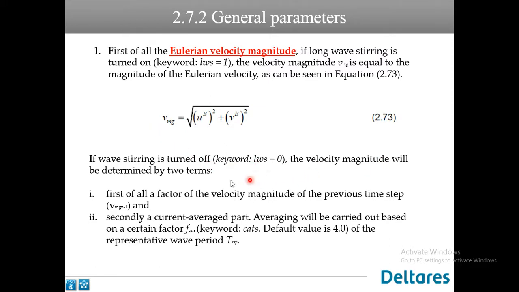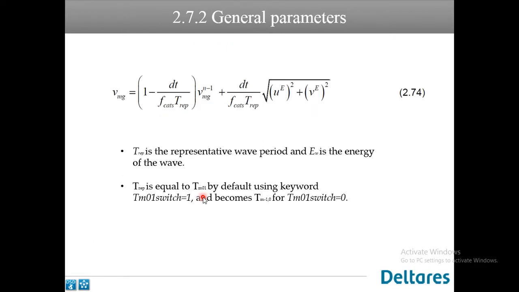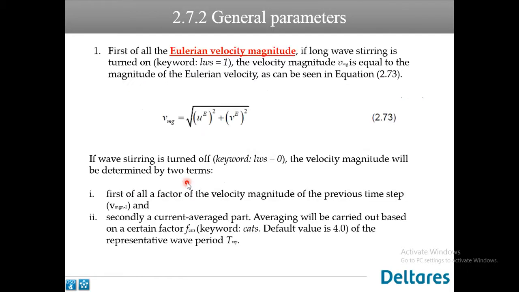If it is turned off, the velocity magnitude will be determined by two terms. First, a factor of the velocity magnitude of the previous time step. Secondly, a current average part. Averaging will be carried out based on a certain factor. So if you choose not to consider it, it will basically go back to the default value, using this 1 or 2, 4.0. Then this is the representative of when you want to use the number 1 or 2.